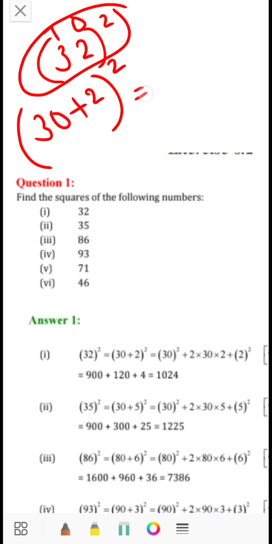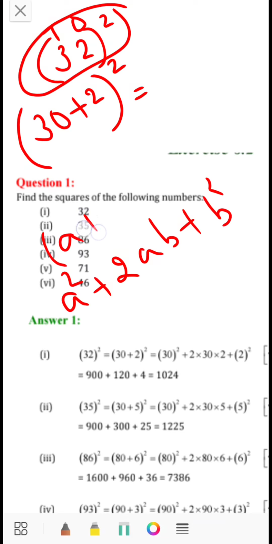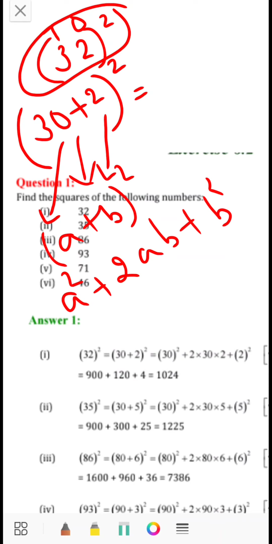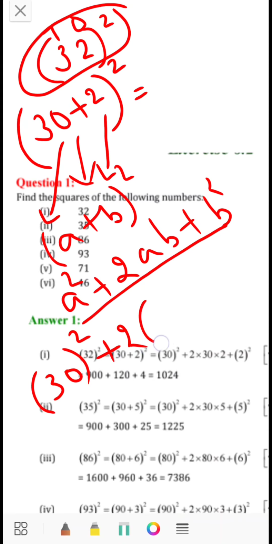Now what is the identity? It's a square plus 2ab plus b square. You can relate your question with this. From here you will get the value of a, and from here you will get the value of b. Wherever you get a in this identity, you will put 30. So 30 square plus 2 into 30 and b. Here b is 2, so you will put 2, plus b square means 2 square.